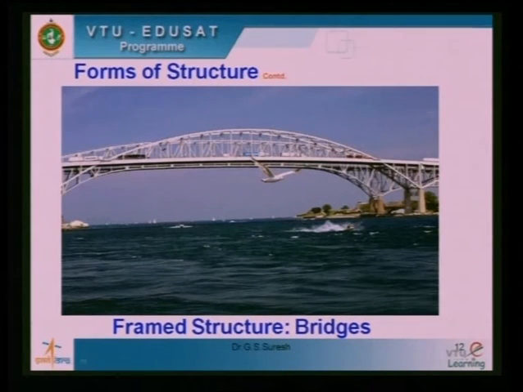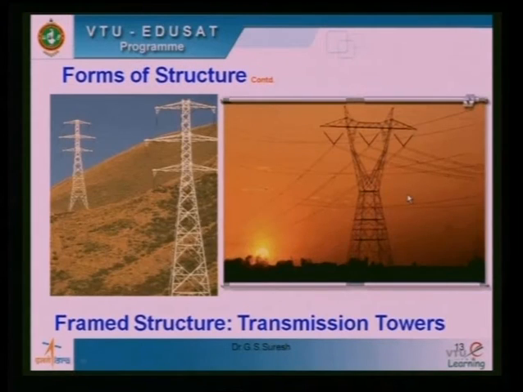So, here you can see the vehicle moves on this deck, or what is called the slab, and this is a structure called a truss in arch form which transmits the load onto the pier on the bank. So, this is a framed structure. The framed structure is very often used.